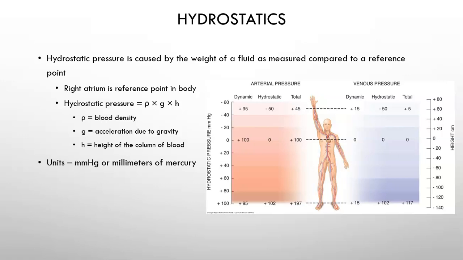All right, hydrostatics. Hydrostatics is the pressure caused by the weight of fluid as measured compared to a reference point, and this is due to gravity. So in our bodies, we always will say that the right atrium is the reference point. Hydrostatic pressure is the density of the blood, given by this little symbol rho, times gravity, the acceleration due to gravity, times the height of the blood column. And it gives us a result in millimeters of mercury.